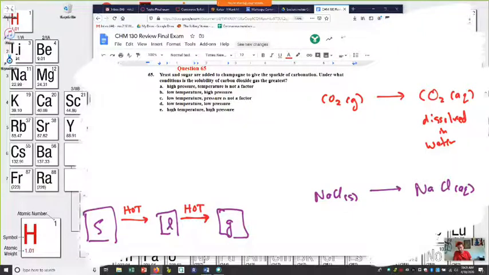How do I go from gas to liquid or liquid to solid? Well, I have to remove that heat. I have to cool it down. Okay, so let's take a look at what I would argue is the easier one, our solid one.